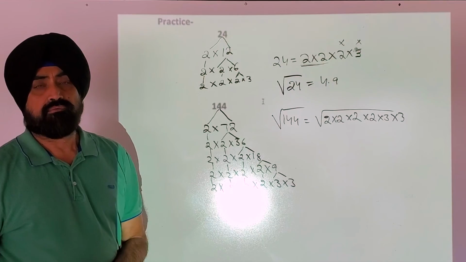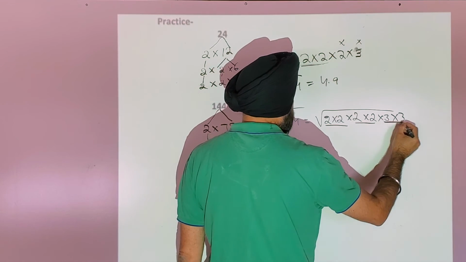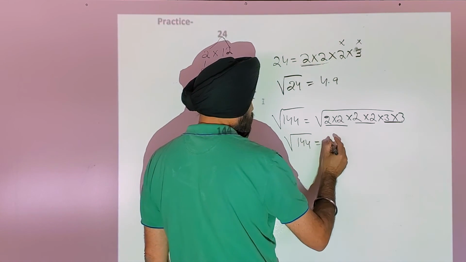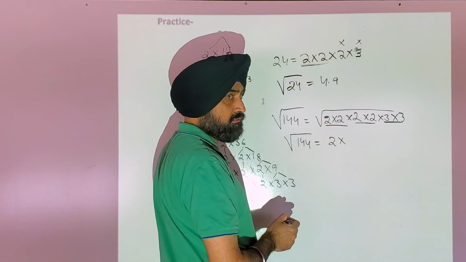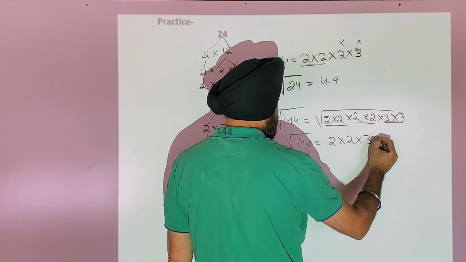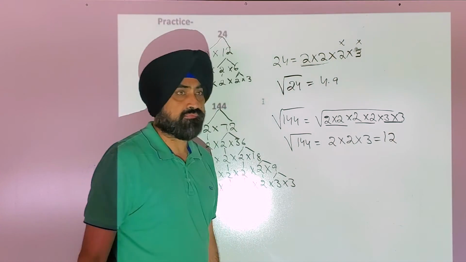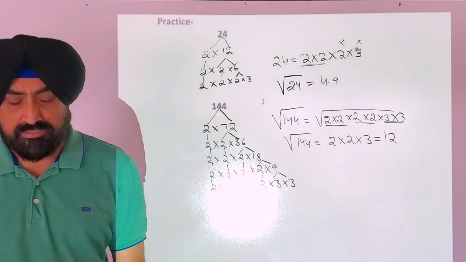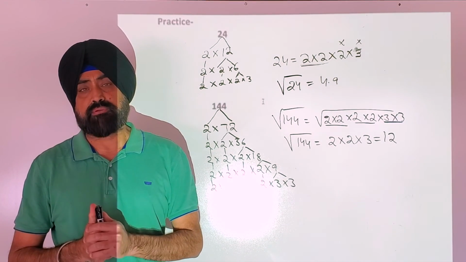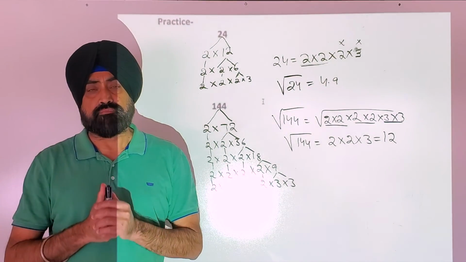And then we will make pairs. This is a pair, this is a pair, this is a pair. Now the square root of 144: instead of these two 2's, write only one 2 outside the square root sign. Instead of these other two 2's, write one 2 outside. Instead of these two 3's, write one 3. Now multiply 2 times 2, 4, times 3 is 12. So the square root of 144 is 12. 144 is a perfect square, and if it is a perfect square, we can find the square root.